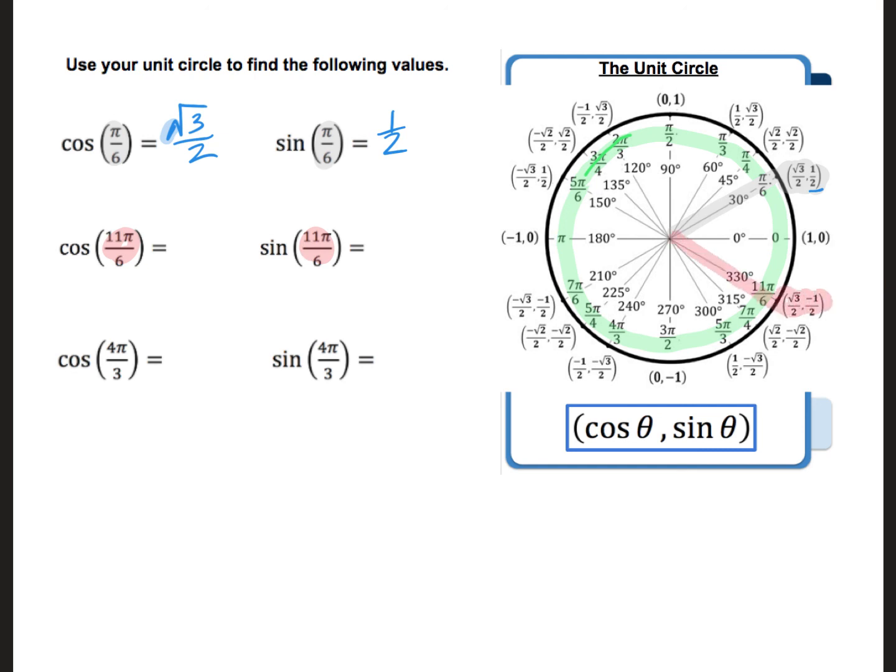My next value is root 3 over 2, so that's going to be cosine of 11 pi over 6, root 3 divided by 2. The sine value is going to be your second coordinate, so it's going to be negative 1/2. And then for my last one, we're doing the same thing. We're looking at 4 pi over 3. That's going to be right here on my circle. So we're looking at this coordinate. Again, when we do cosine, we're looking at that first value of your coordinate, so negative 1 over 2. Sine is going to be the second value, so it's negative root 3 over 2.